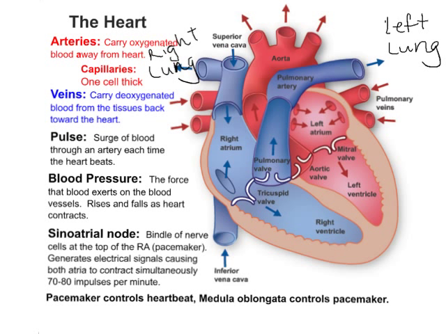The sinoatrial node, that is not on this diagram, but it is an important node. It is a bundle of nerve cells at the very top of the right atrium. So it rests up above the right atrium, and it is often called the pacemaker. It generates electrical signals that cause both of the atria to contract simultaneously, 70 to 80 impulses per minute.